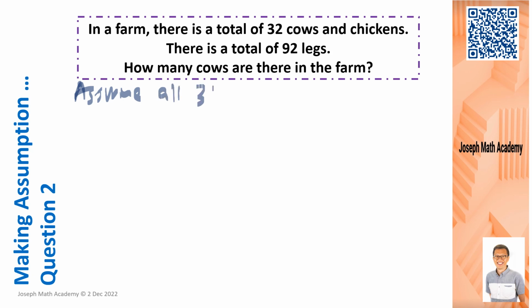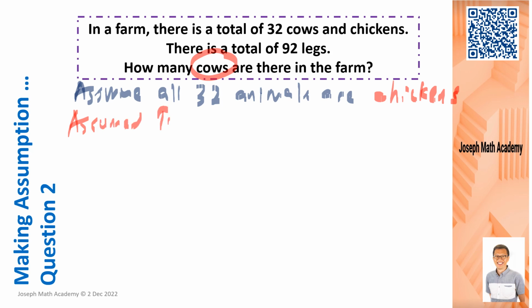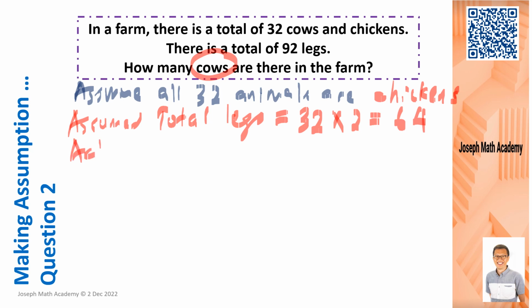Assuming all 32 animals are, okay, now I'm very careful, chickens. I'm very careful already, yeah? Okay, so what happened is, the assumed total legs. Now, it's always very, very good practice to write down a short statement. So 32 are chickens, 2-legged, so that will be my 64. Then we already know in our question, the actual total legs given to us is 92.